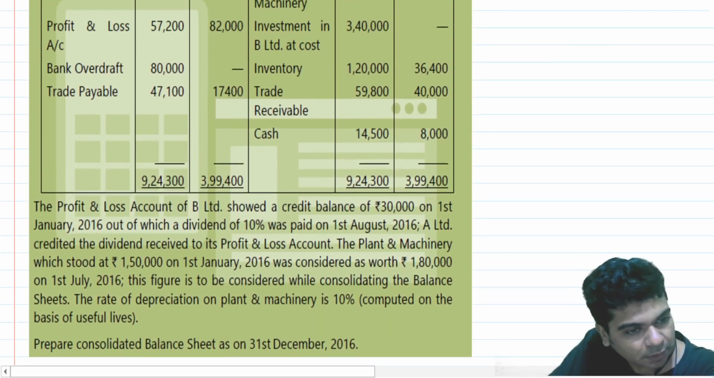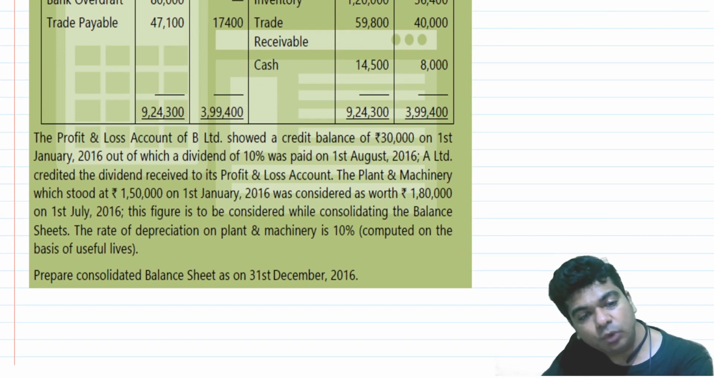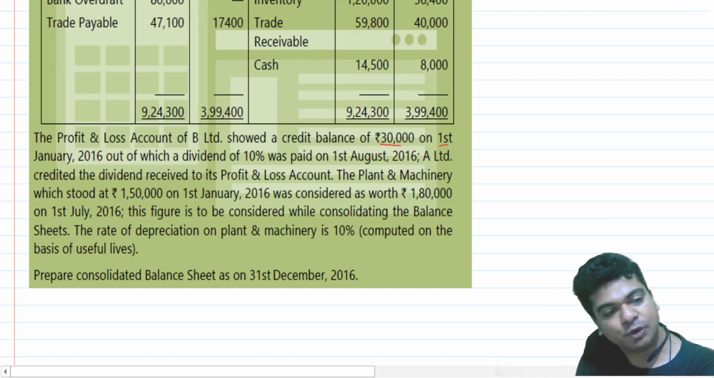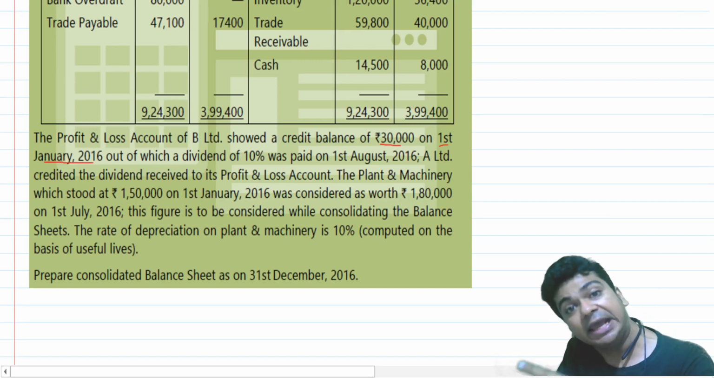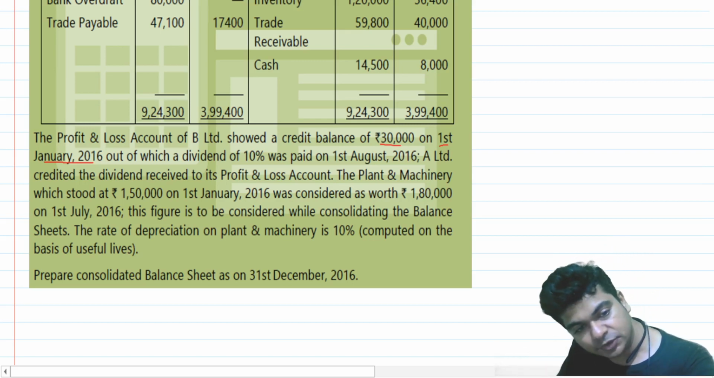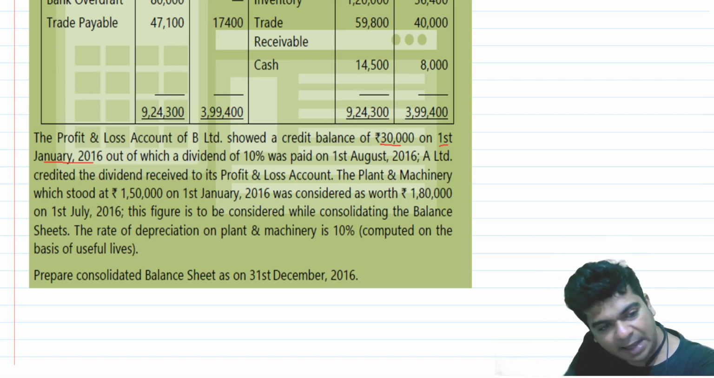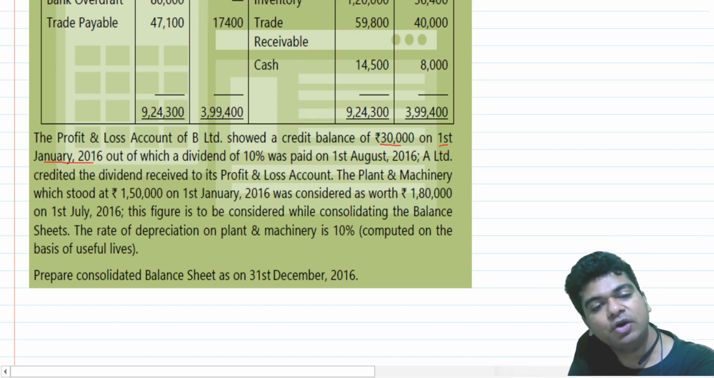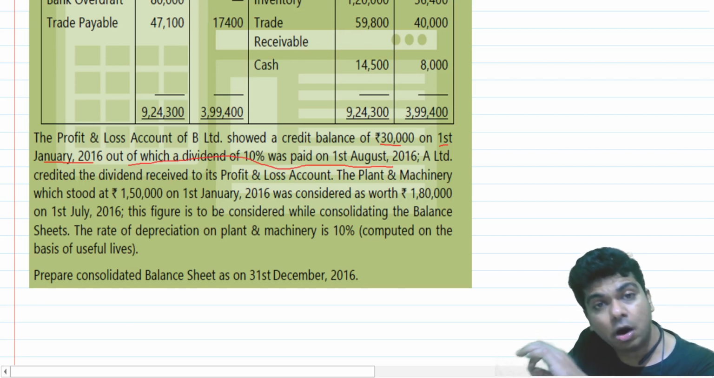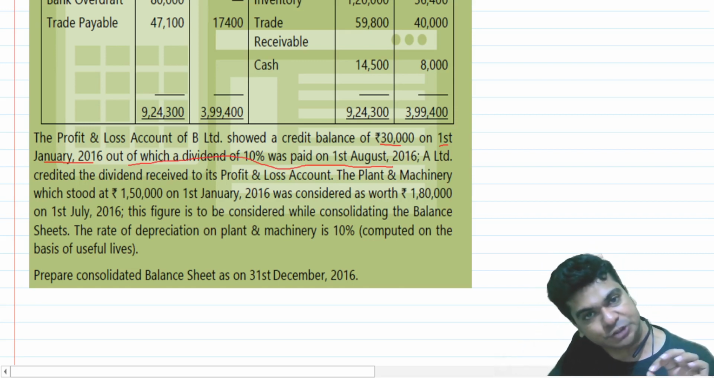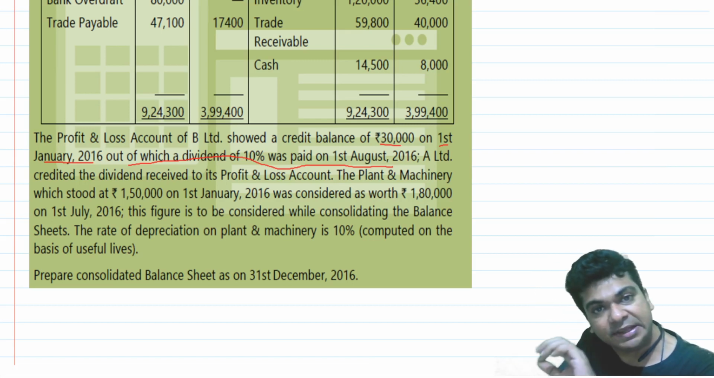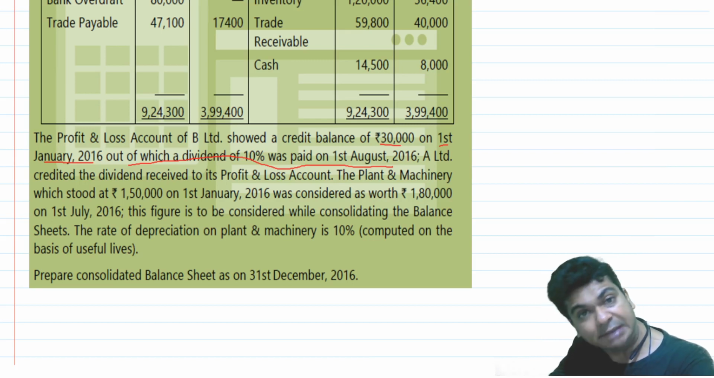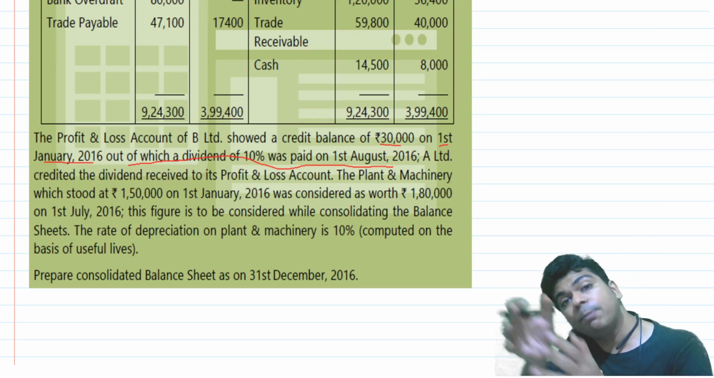Yes. They are saying the profit and loss account of B Limited showed a credit balance of 30,000 on 1st January 2016. So at the beginning of the year, they have given us the P&L balance. And then they say that out of the opening balance, see this, look at the choice of the words, a dividend of 10% was paid on 1st August. You are buying shares on 1st July. On 1st August, the subsidiary is paying dividend, but the subsidiary is not paying dividend for the current year. The subsidiary is paying dividend out of the opening balance.